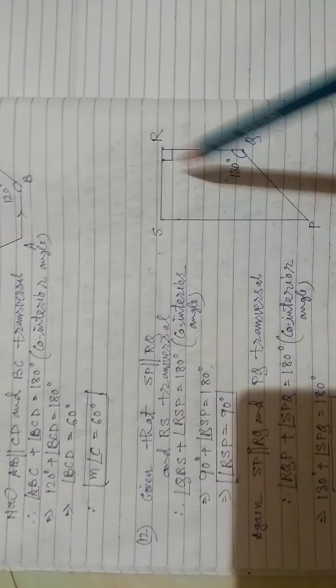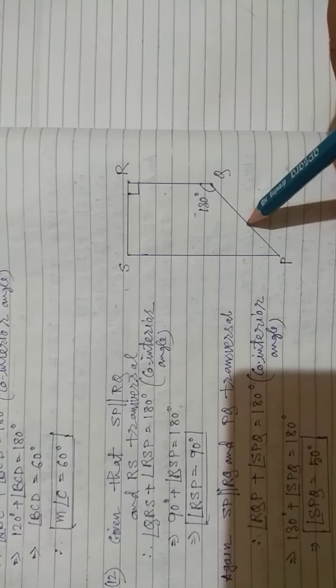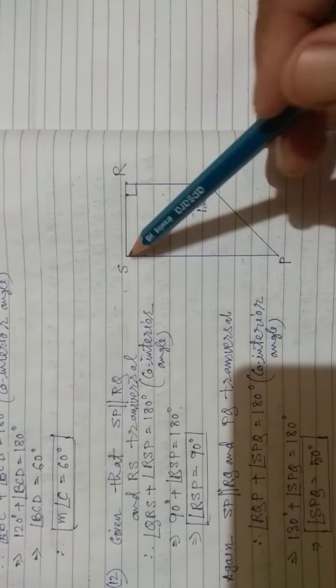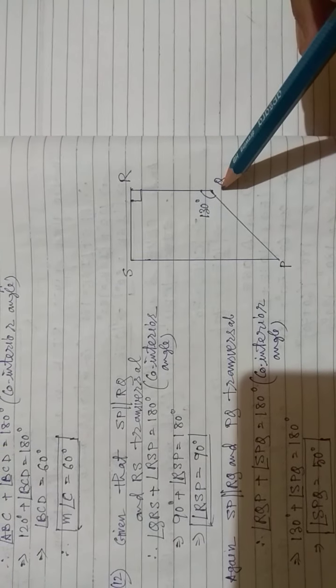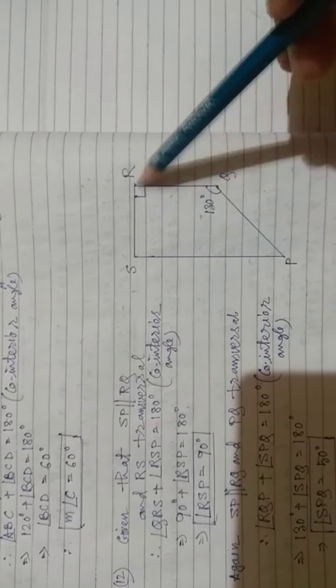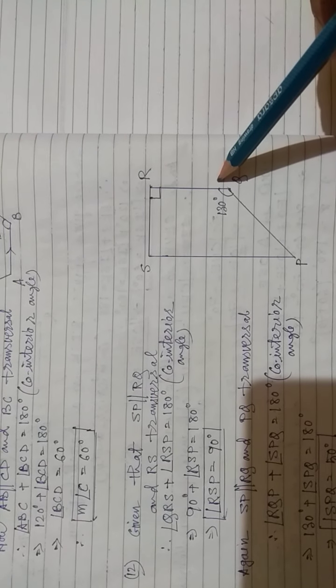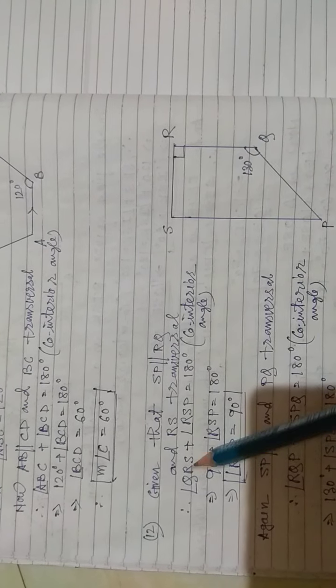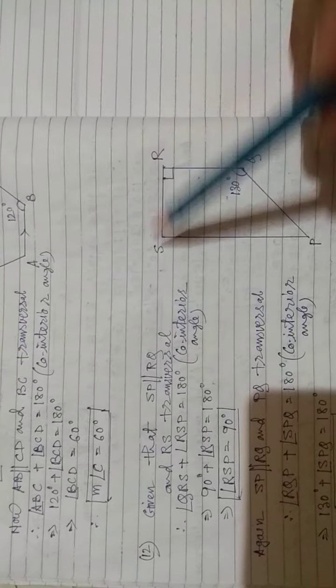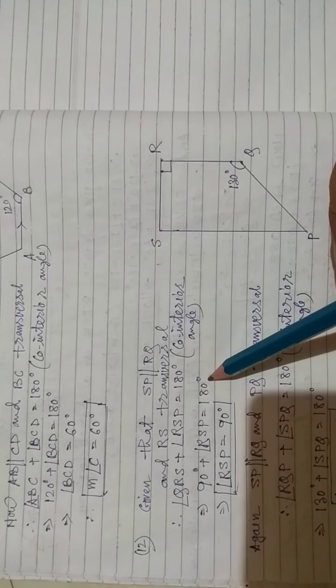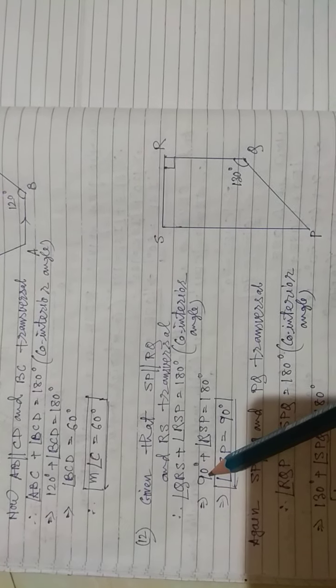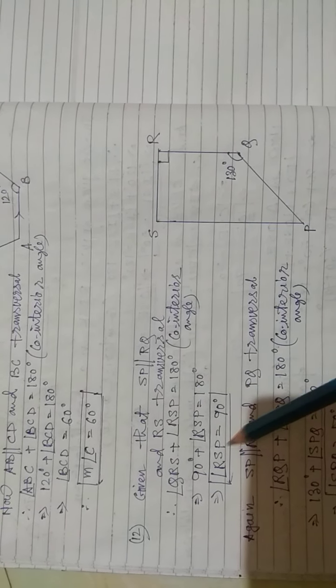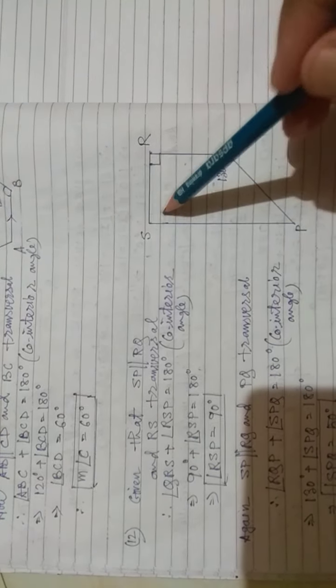Next, in the given figure, SP and RQ, these two lines are parallel, SP parallel to RQ. Since these two lines are parallel, and this is the transversal, the sum of these two angles is 180 degrees. Here it is written angle QRS, this angle, plus angle RSP, these two angles make 180 degrees. This angle is given as 90 degrees. So RSP equals 90 degrees. So this is also 90 degrees.